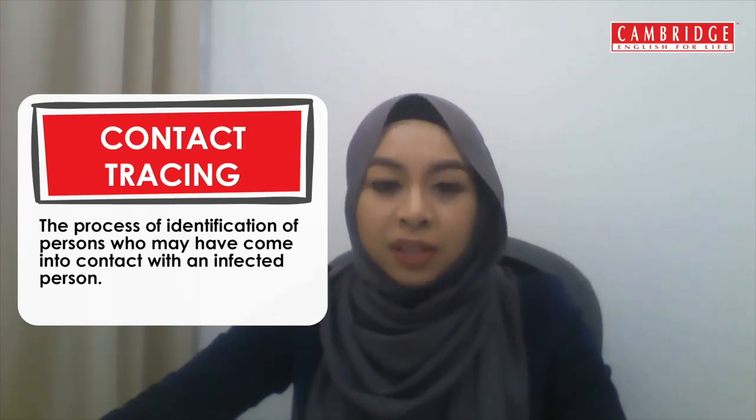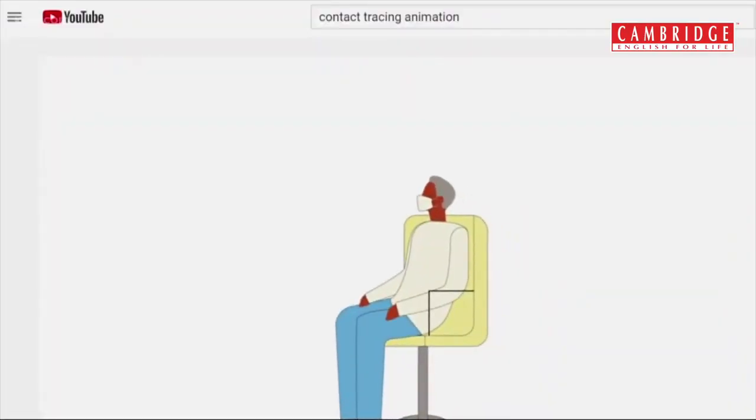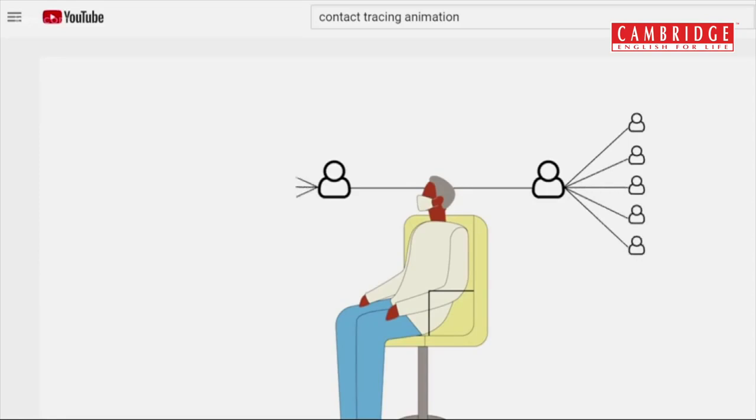The second word is contact tracing. Contact tracing is the process of identification of a person who may have come into contact with an infected person. For example, public health experts have done some detective work, finding each sick person and then figuring out who they recently interacted with. This technique is called contact tracing. It helps to get the outbreak of diseases like COVID-19 under control.